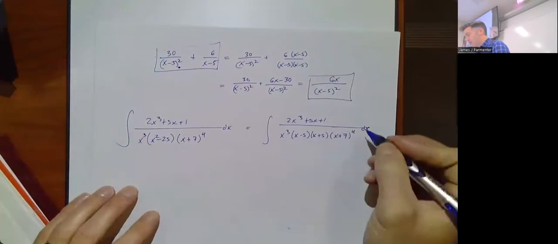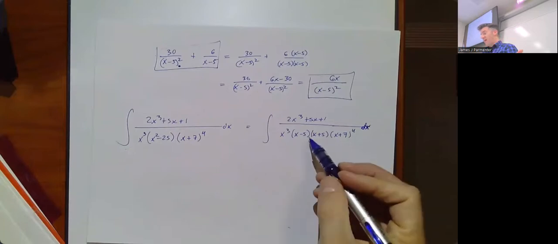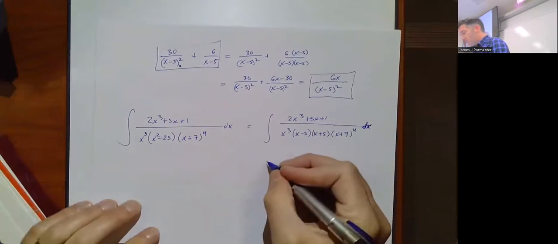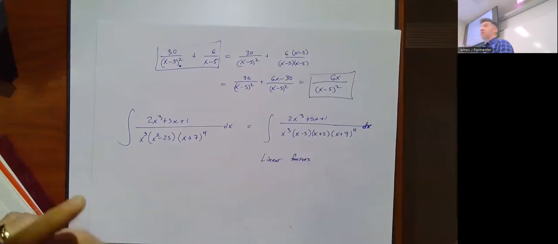So what we have, sorry, the x is up here. So we have a bunch of linear factors, x plus 7, x plus 5, x minus 5, and x. So those are our linear factors, meaning you just have x to the first.